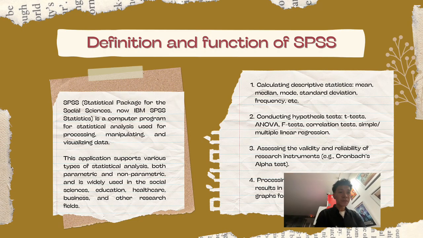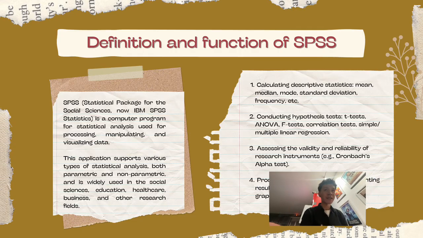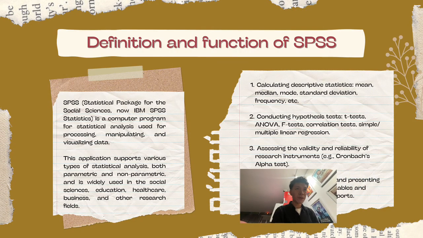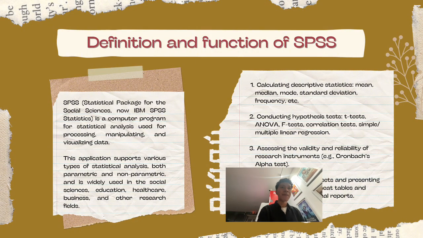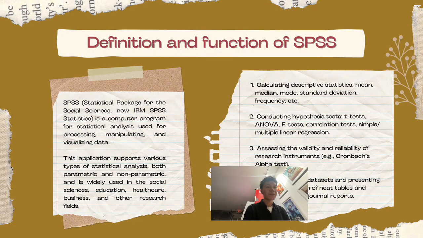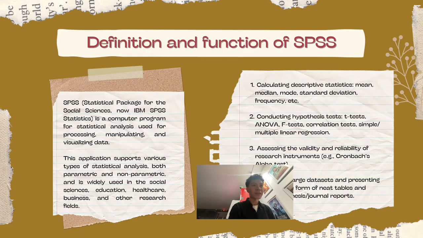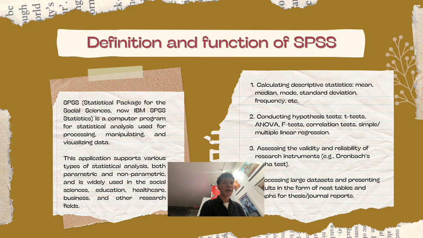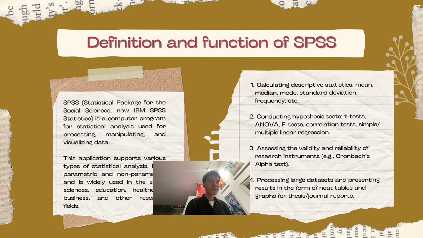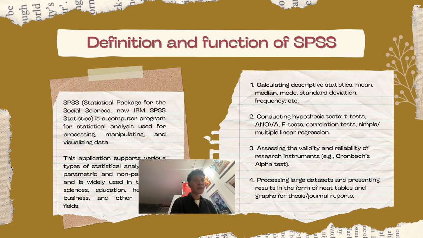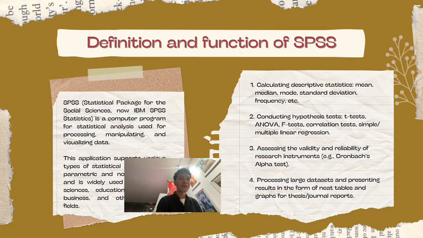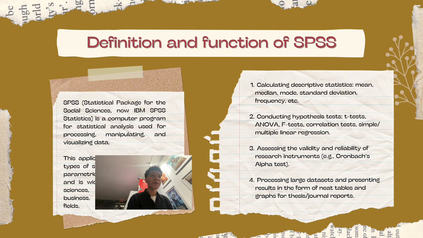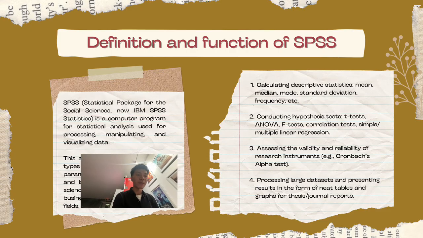The functions of SPSS are three. First, to describe data using measures like the mean and standard deviation. Second, to test hypotheses and examine relationships using tests such as the t-test, ANOVA, and regression. And third, to evaluate the validity and reliability of the research instrument while presenting results in clear tables and graphs.